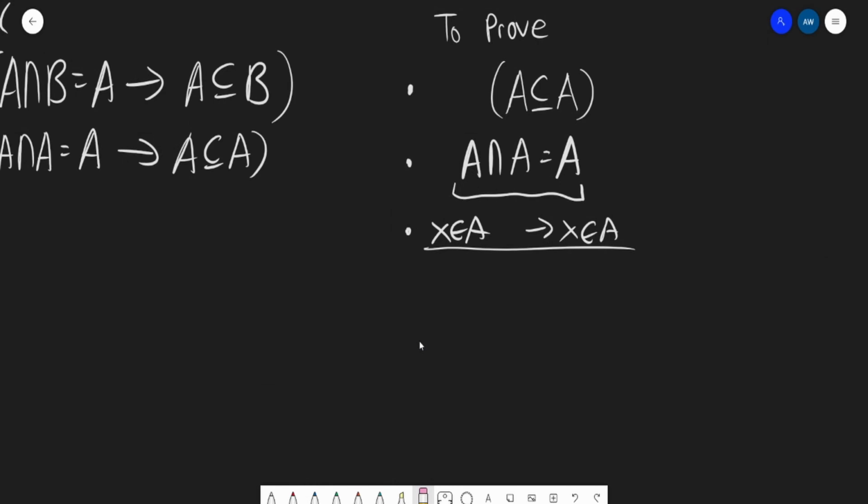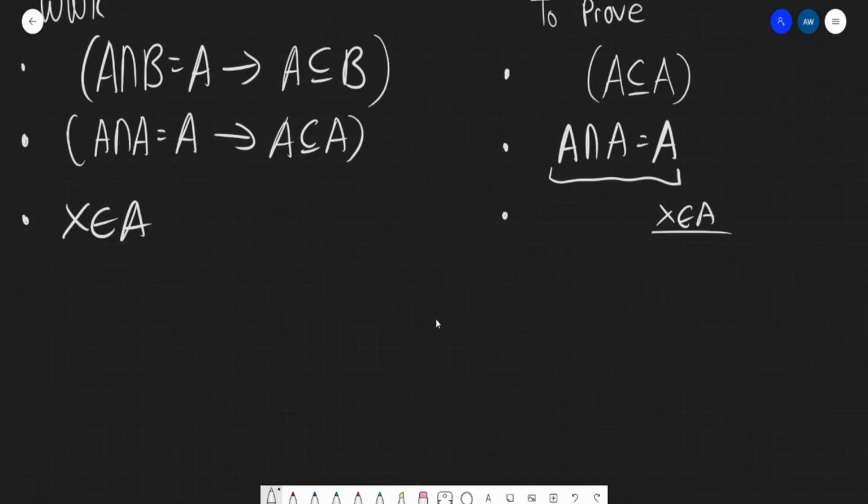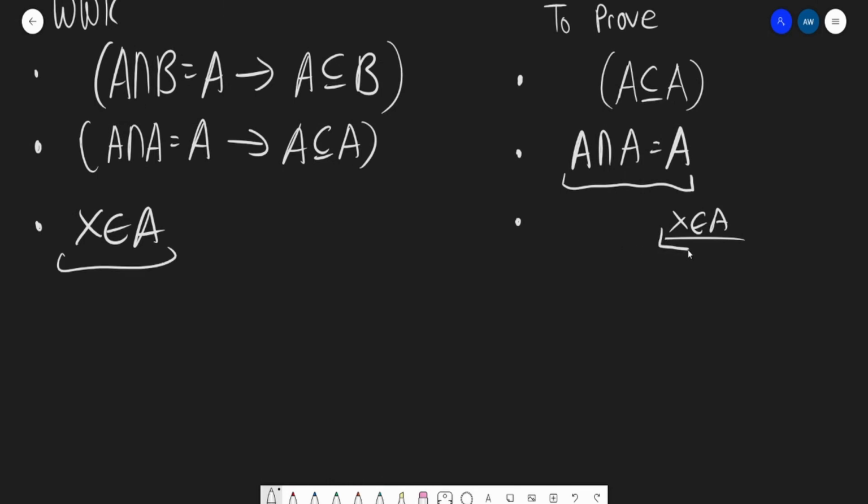How do we prove this statement over here? What did we say when we want to prove P arrow Q? Well, it means that we can move this to the left side. So let's do that. And we'll see that our work is immediately done. We put x in A over here. And we're done because look at the connection between the two. So there we go. That's our proof that A intersect A is equal to A.